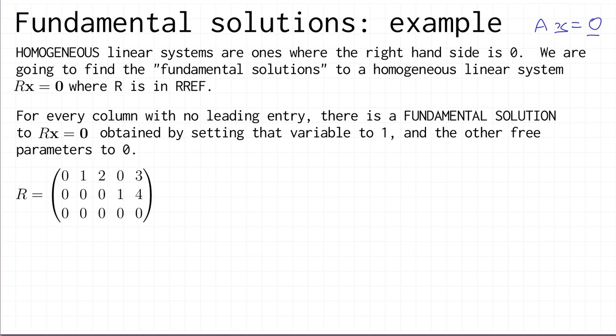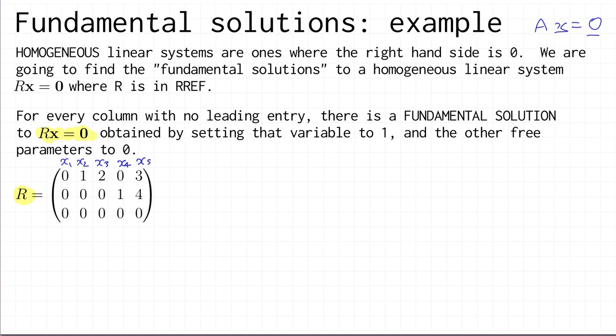So let's look at an example, which is this row-reduced echelon form matrix here. We're going to look at the solutions to Rx = 0. R is not an augmented matrix, R is the coefficient matrix from the left-hand side. In our example, let's give some names to the variables. Each column of R will correspond to a variable, so let's call them x1, x2, x3, x4, and x5.